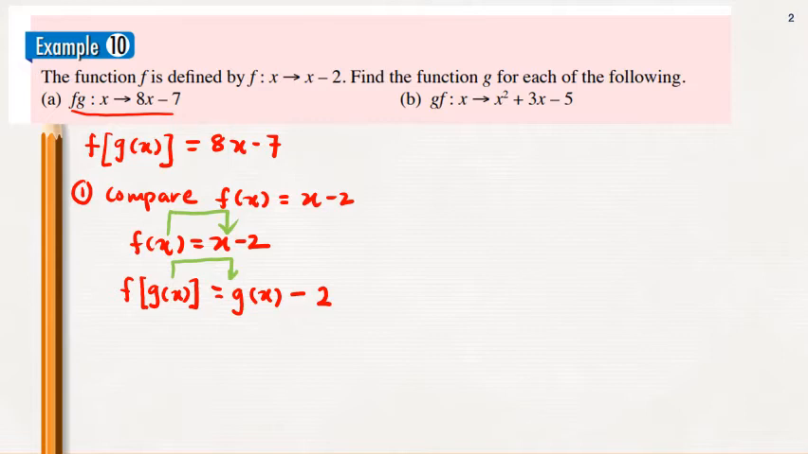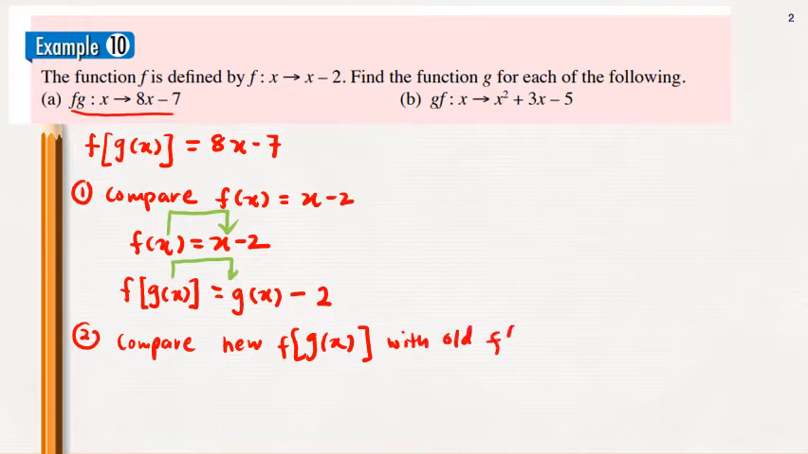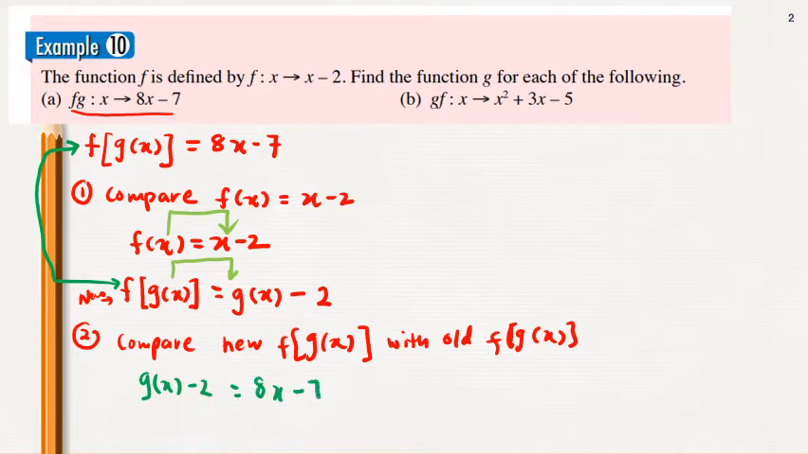Now we know that secondly we need to compare f(g(x)) with all the f(g(x)). Okay, we need to compare. This one is new, okay class? New. So how do we compare? You all look here. This fg(x), we can write it the same as this one, right? So we can write it the other way. I can write like this: we take this one, g(x) minus 2 is actually also equal to 8x minus 7.